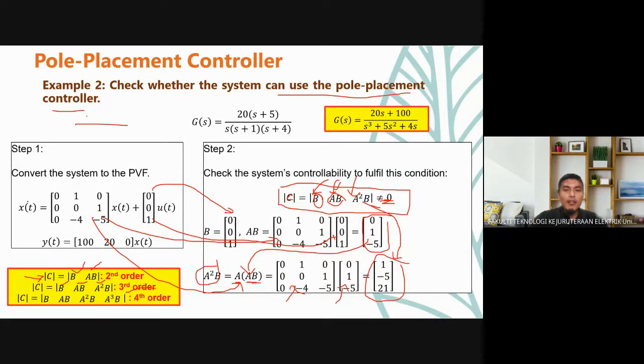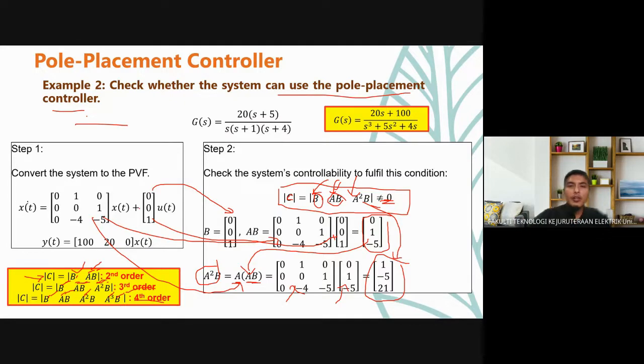If you have a fourth order system, you need to calculate B, AB, A square B, and A cube B. I believe you understand the pattern: B, AB, A square B, A cube B, and so on. If you have a fifth order system, you need to calculate from B up to A power of 4 B.